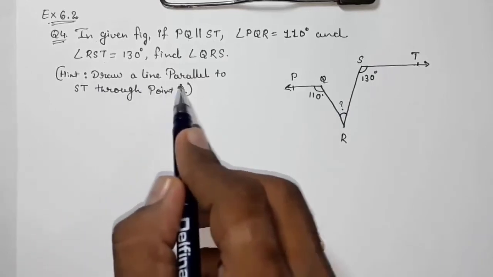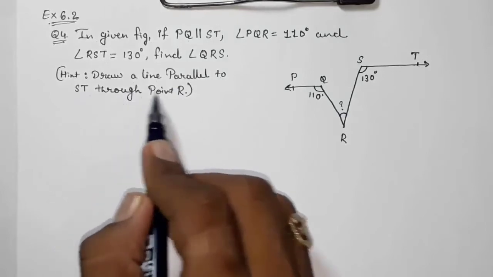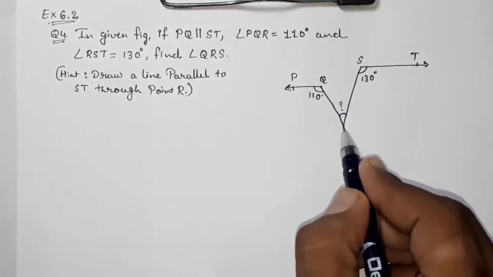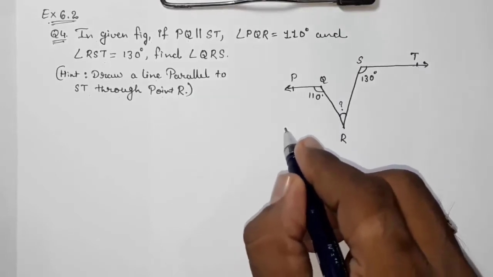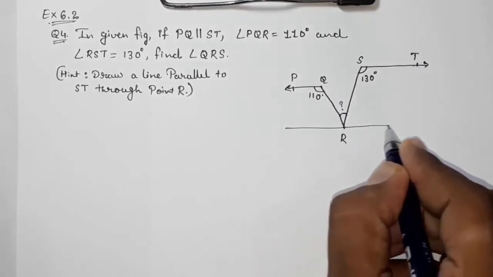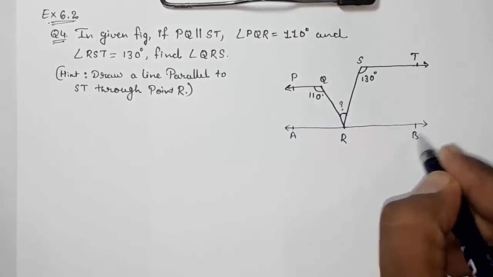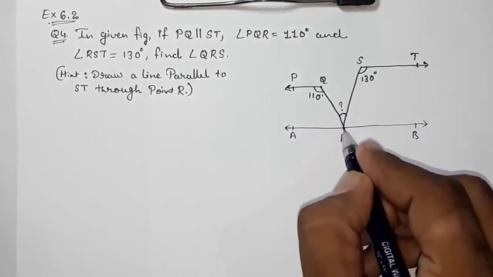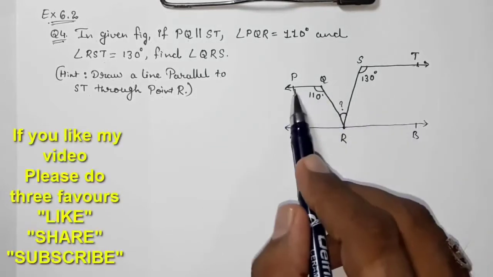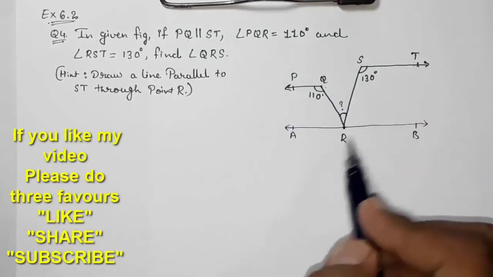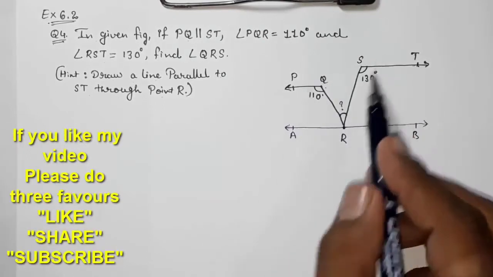Look here, they have given a hint: draw a line parallel to ST through point R. Means from this point R we have to draw a line. So what we are going to do? We have to draw a line AB parallel to PQ and ST, because PQ and ST are parallel, passing through point R. So we will get a parallel line with these two.